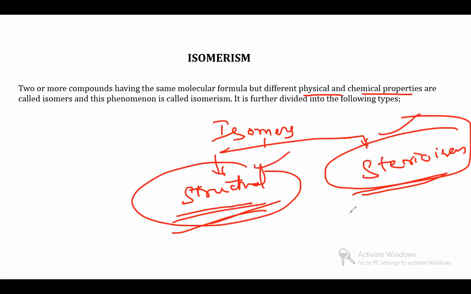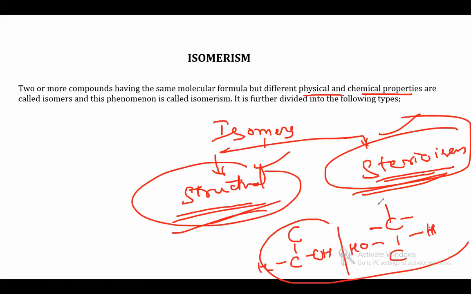For stereoisomers, the compounds have a different spatial arrangement. For example, take one compound with hydrogen on one side and an OH group on the left side. This can be exchanged in another compound, on the carbon and carbon: this side is OH and this side is H. So this may happen in the spatial arrangement. That is what we call stereoisomers. We'll discuss this later.